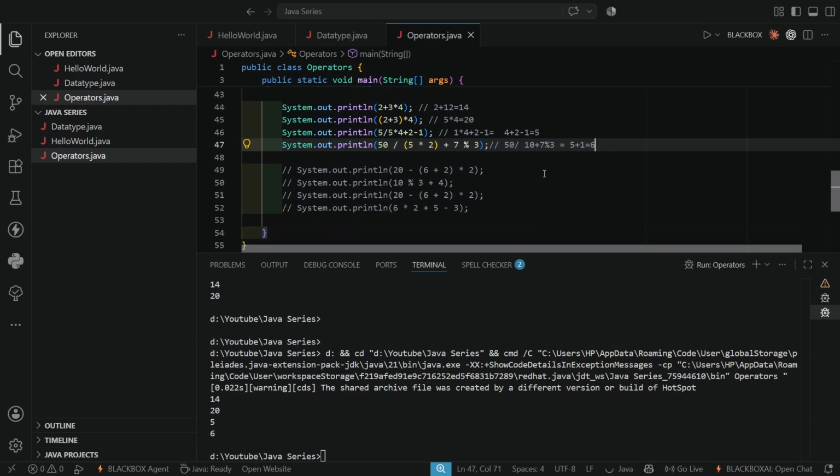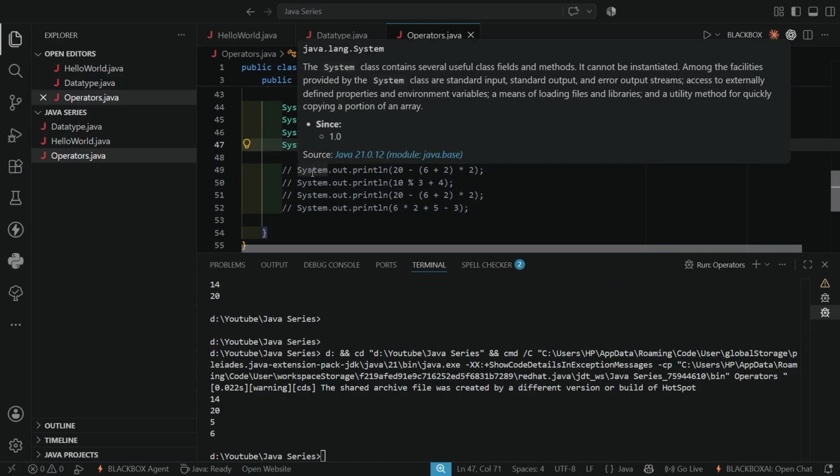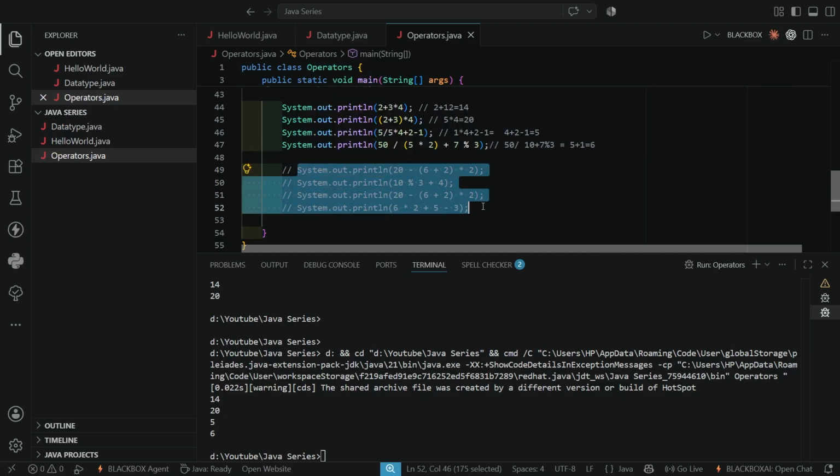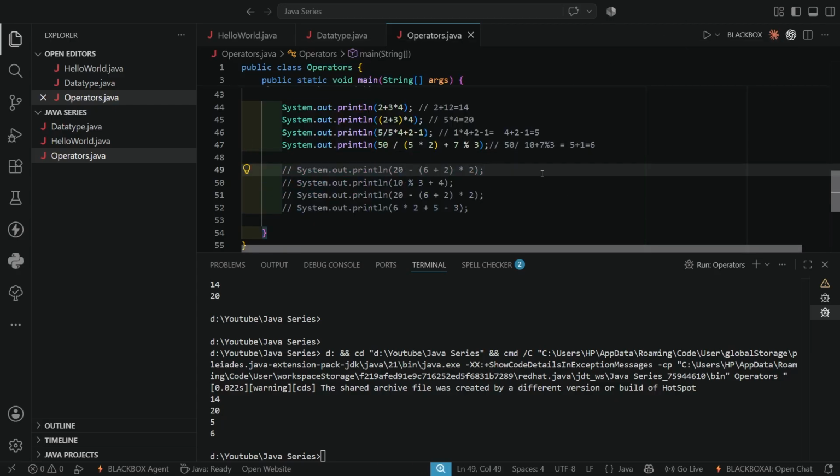So this completes operators, and before we end the video, take your laptop and try solving this. Do not directly hit the run button. Initially solve it yourself, and you'll get to know how exactly operator precedence works. And let me know the output in the comments.